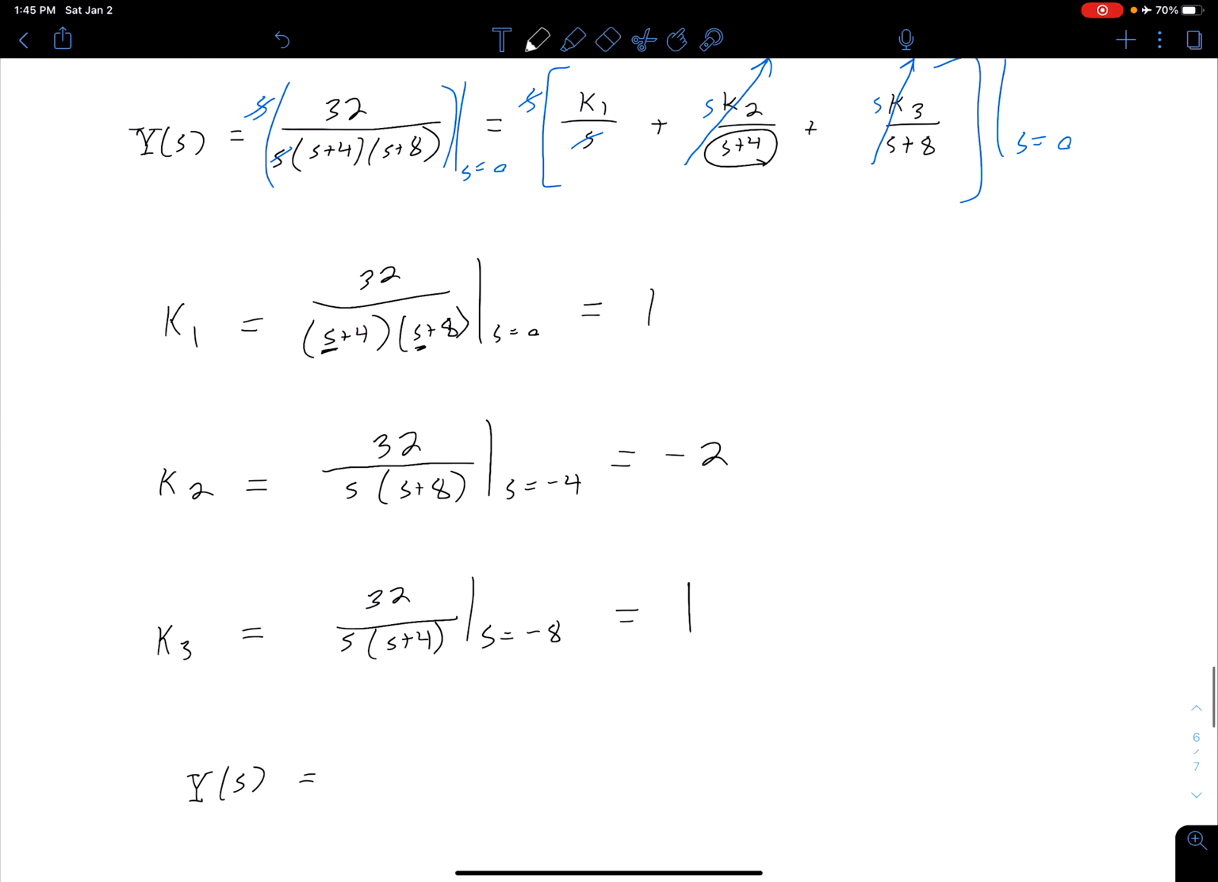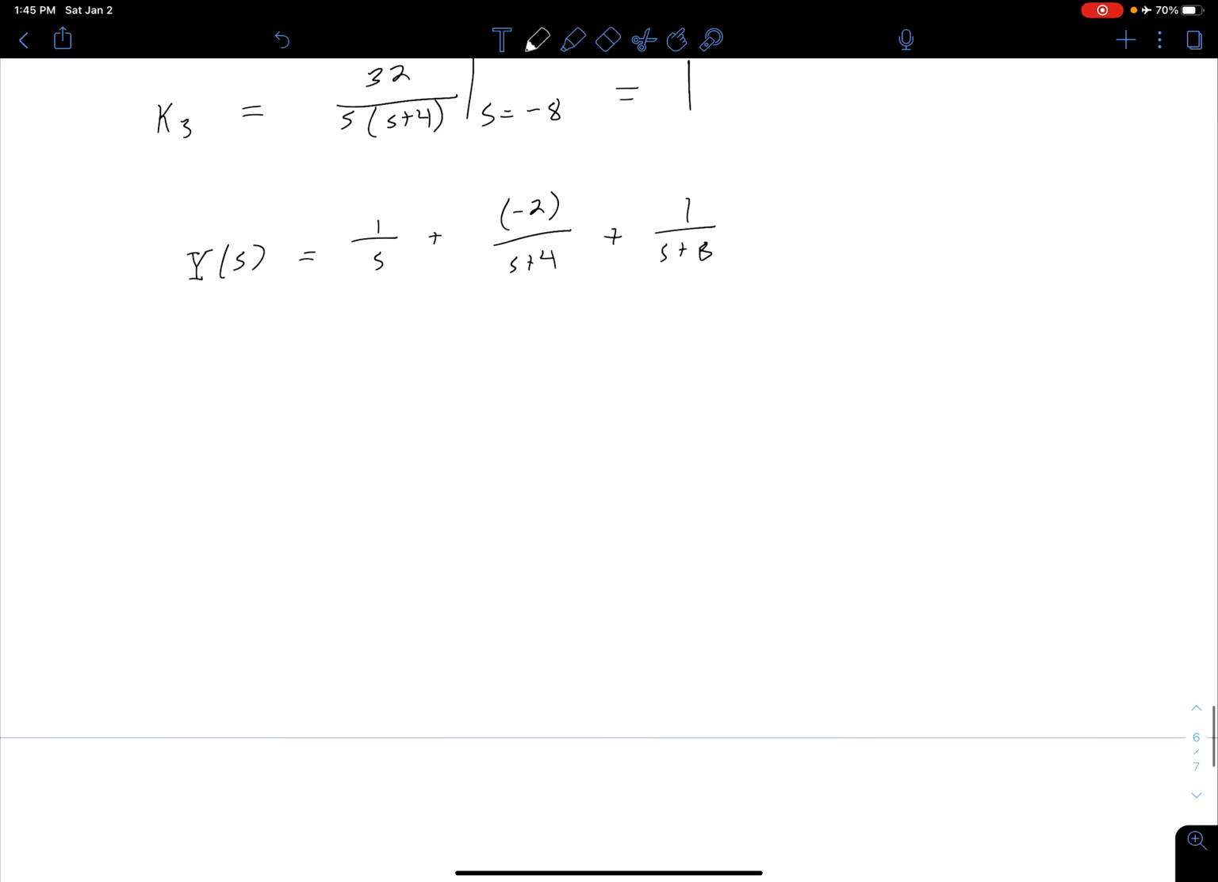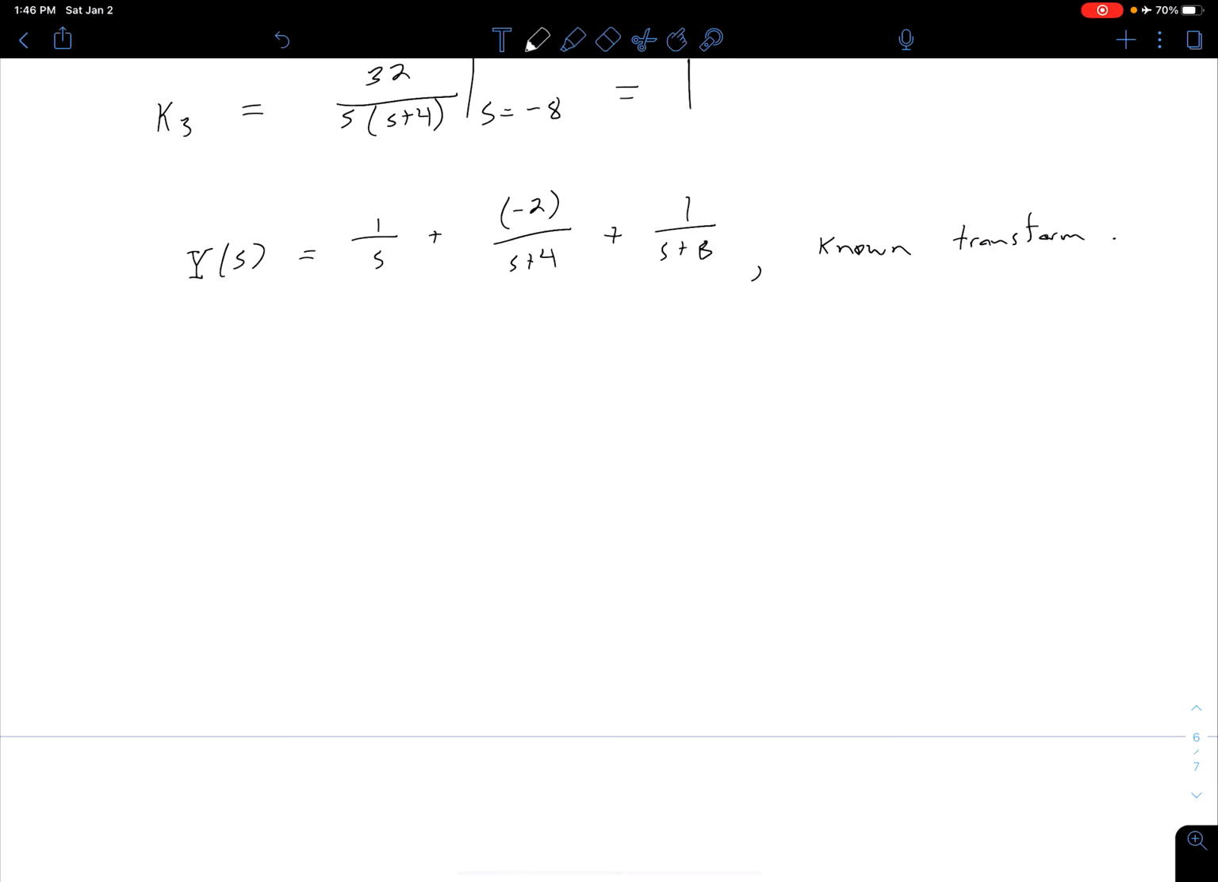So what we can say now is we can plug in those values for k1 through k3. So we have Y of s is equal to 1 over s plus -2 over s plus 4 plus 1 over s plus 8. And remember, now these terms are simple enough that we can compare to our known transform pairs. And we might also have to use some properties.